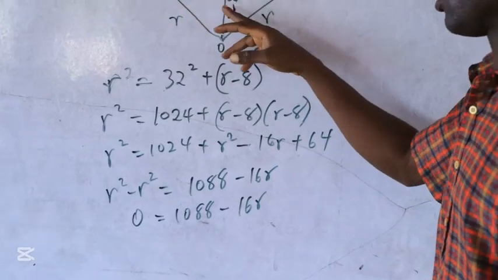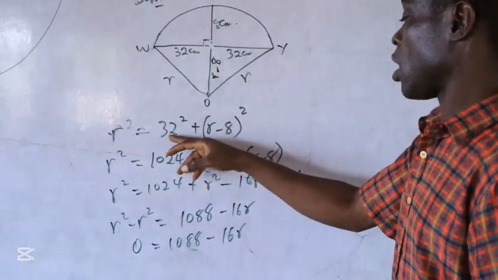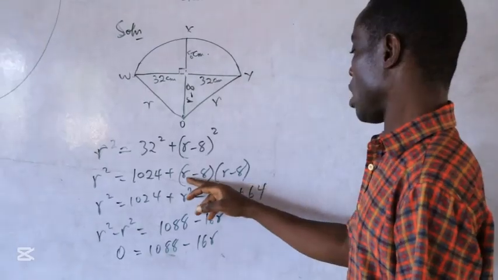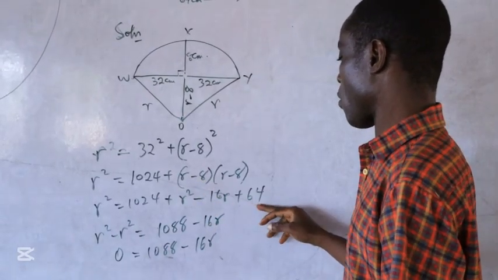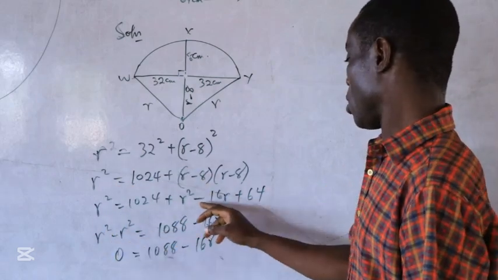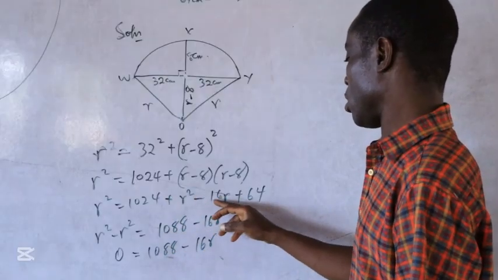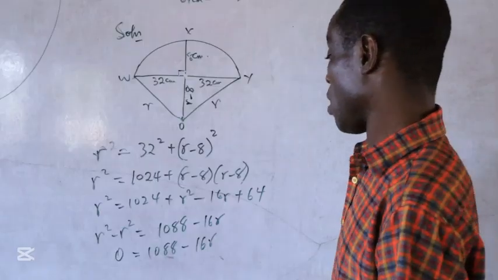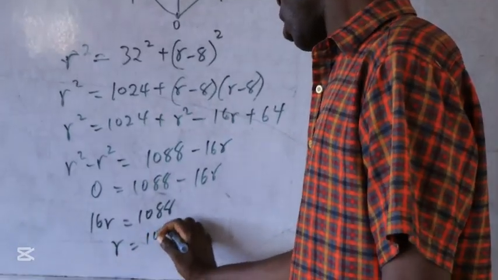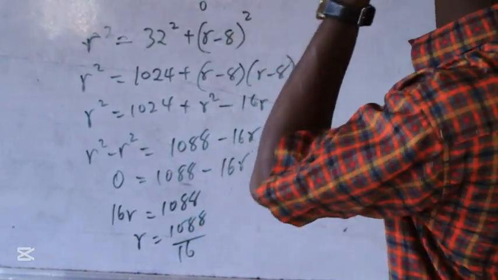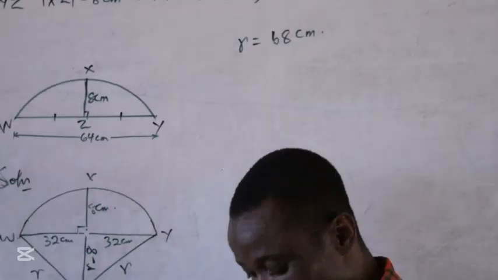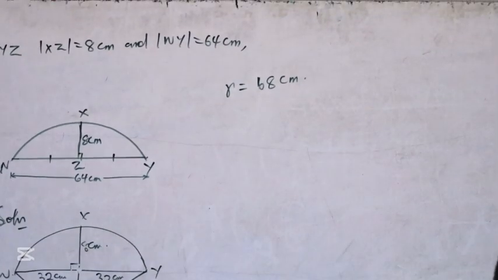R squared equals 32 squared plus (R minus 8) squared. Now when you expand this, 32 squared is this. (R minus 8), so R squared minus 8R minus 8R plus 64. Then R squared minus R squared is equal to, addition of these two is 1088 minus 16R. So you can take 16R to this side, equals 1088, divide both sides. 1088 all over 16. What is that? 68 centimeter. So you must put that unit. I hope it is clear. It's very simple.